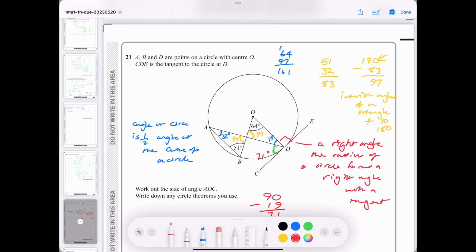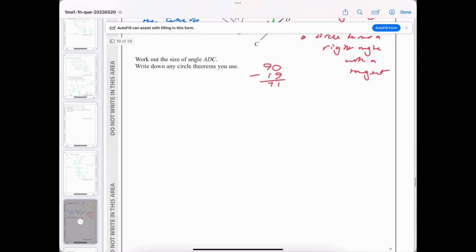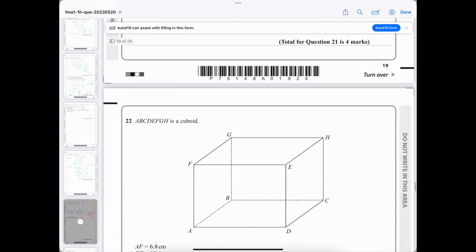You do need to give loads of explanation though, otherwise you don't get the marks. Although my explanation was a bit odd.